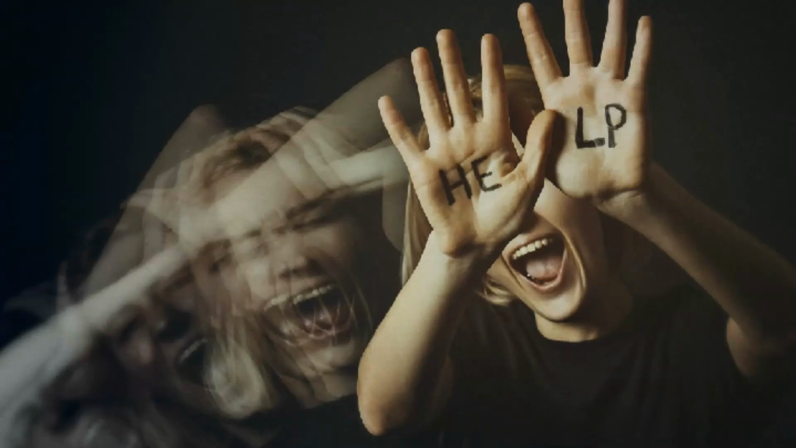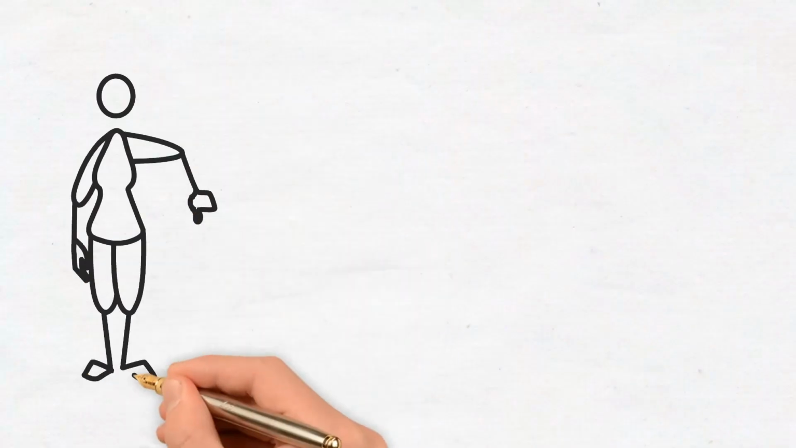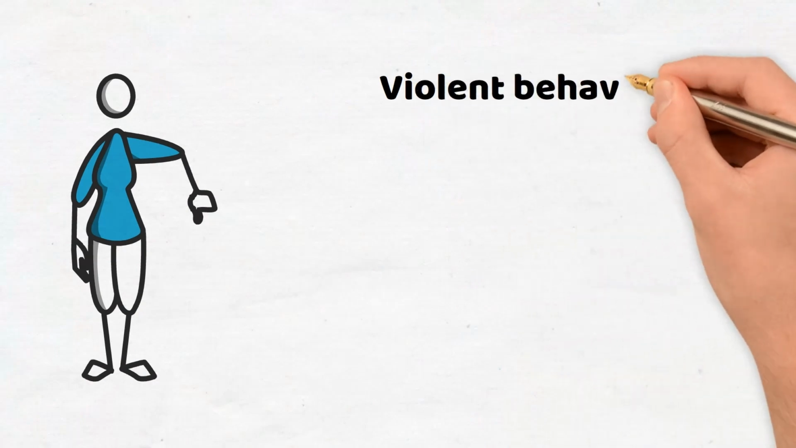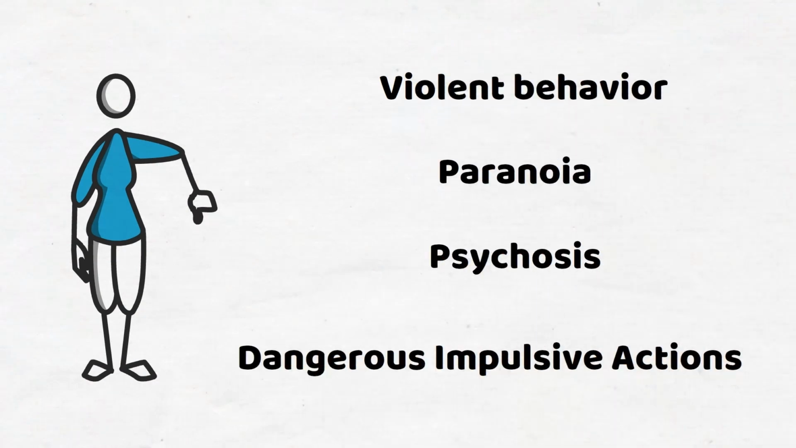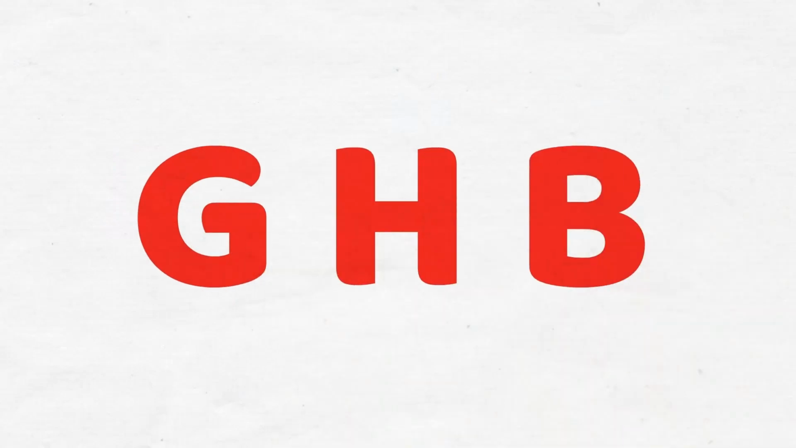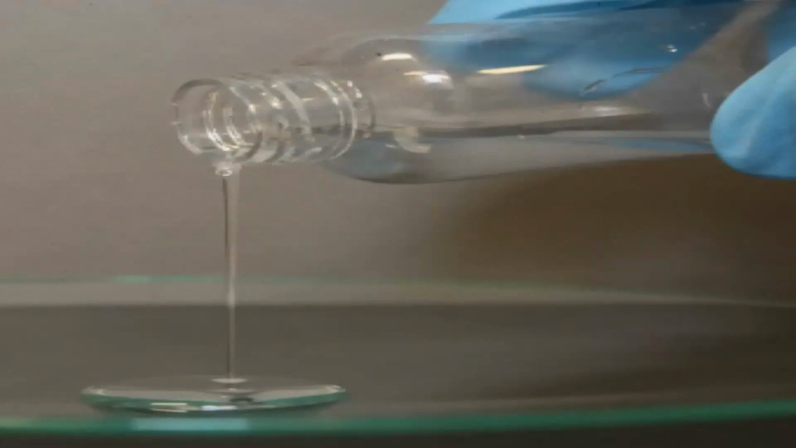It can cause intense dissociation, hallucinations, numbness, and dramatic mood swings. Its adverse effects include violent behavior, paranoia, psychosis, and dangerous impulsive actions. Gamma-hydroxybutyrate. Gamma-hydroxybutyrate is typically taken orally as a liquid.